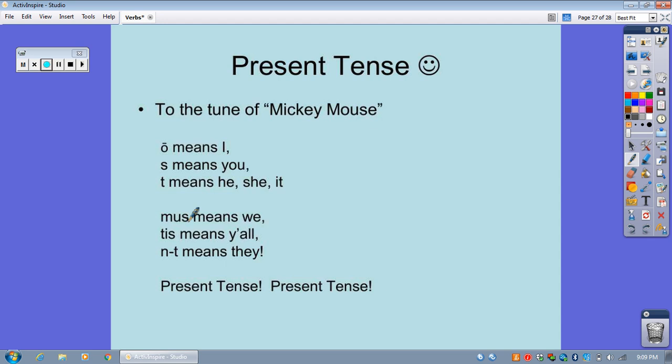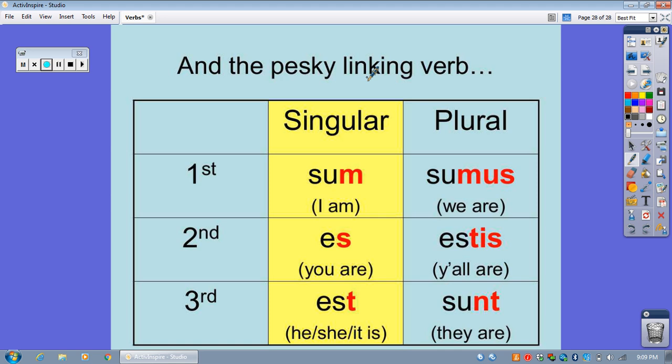So this describes the endings for those 99% of verbs in Latin, which are action verbs. But what about that pesky linking verb? You know it's irregular in every single language. And so here are the forms of that verb est. So you have sum, which means I am. Es, you are. Est is he, she, or it is. And of course, that's how you've seen it so far. Sumus, we are. Estis, y'all are.